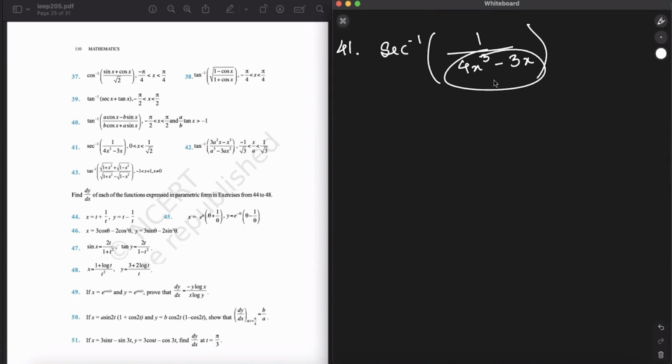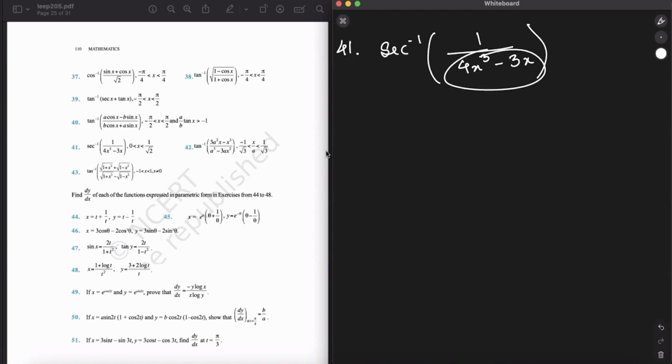What am I thinking? There's a secant inverse, and there is some algebraic form over here. If I try to solve it rigorously, I can just differentiate it and put this whole value inside, which will complicate things, but it will give the correct answer. But in the exam, nobody will want you to be rigorous, they'll want you to be clever. So they want us to put some value here, so that this 4x cube minus 3x comes out to be something.